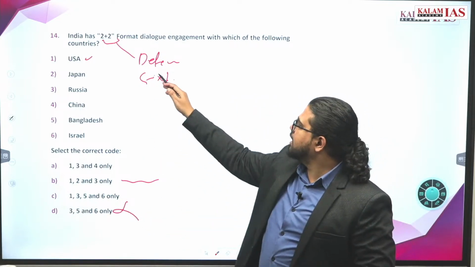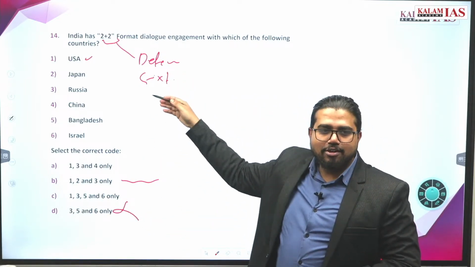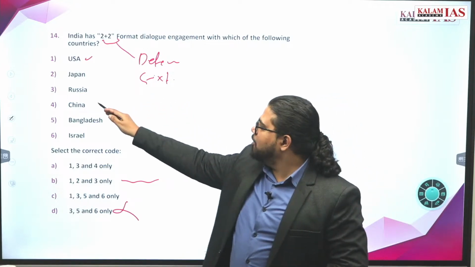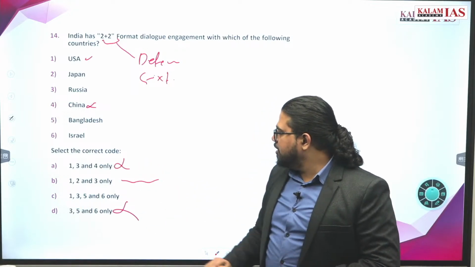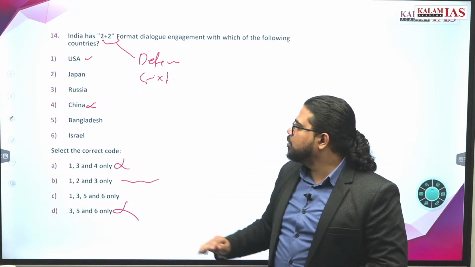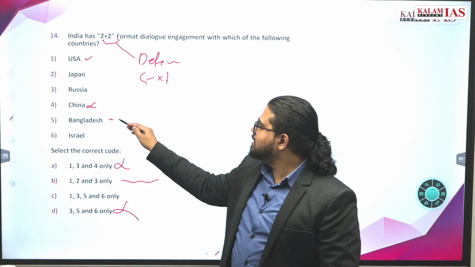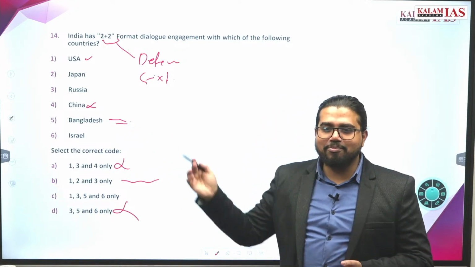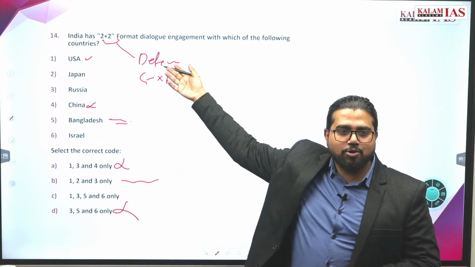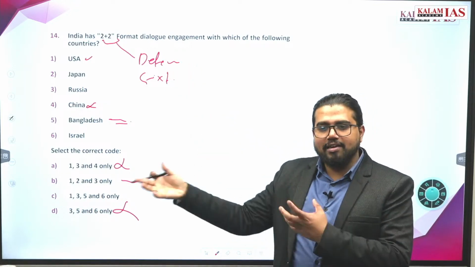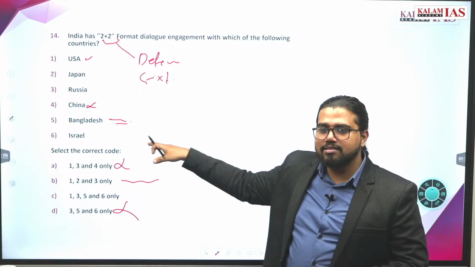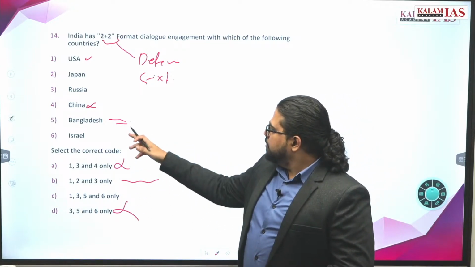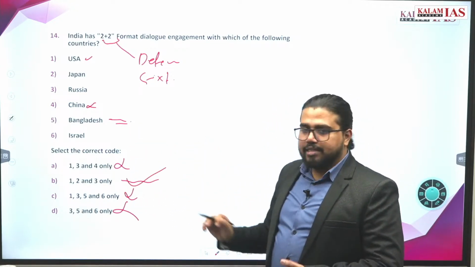Now this is a very strategic meeting. Defense is there, external affairs is there. India cannot do this with China, so you can eliminate that. A cannot be the answer. Now we are left with two options. And it is not possible that India will hold that much defense cooperation with Bangladesh. Even though we are partners in all aspects, 2 plus 2 is less feasible. So if you eliminate that also, you will get B.